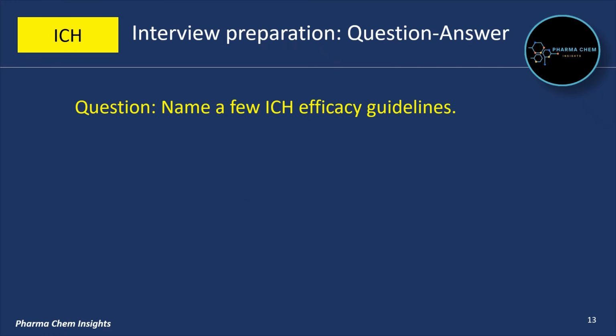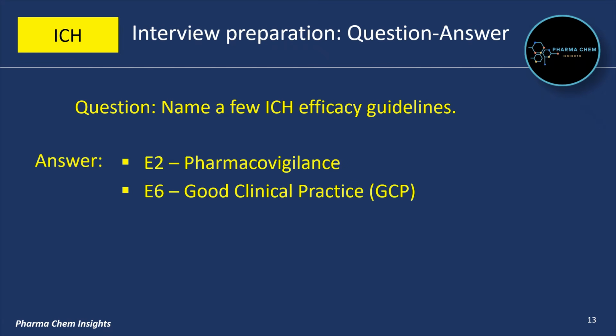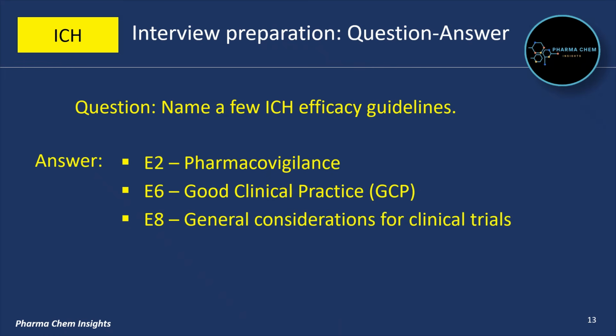Next question, name a few ICH efficacy guidelines. So we will see some examples. E2, this guideline stands for pharmacovigilance. E6 guideline, this stands for good clinical practice, GCP. E8 guideline, this stands for general considerations for clinical trials.